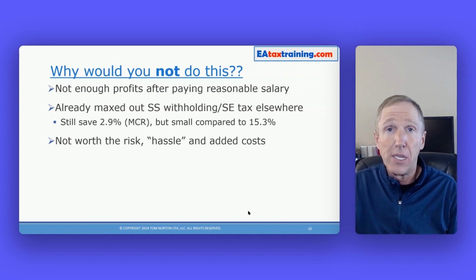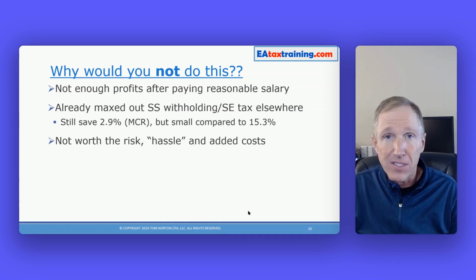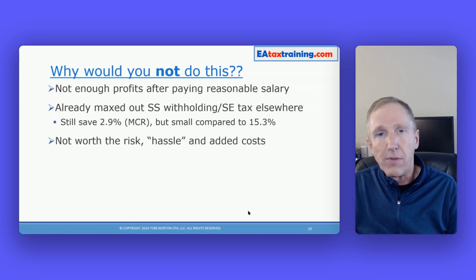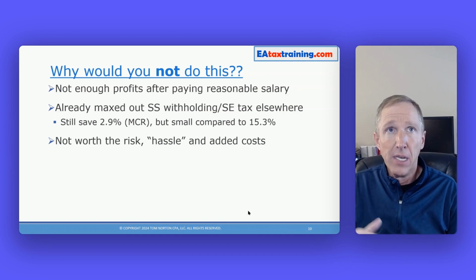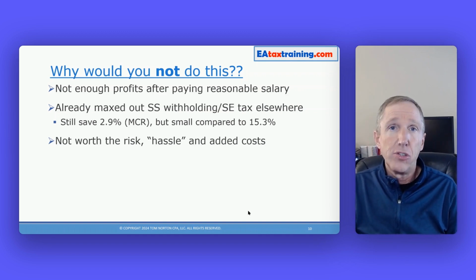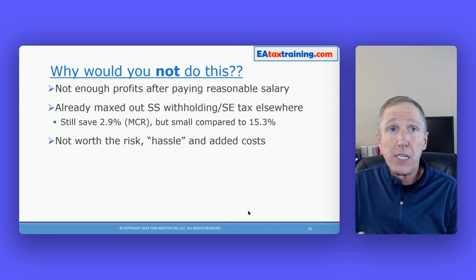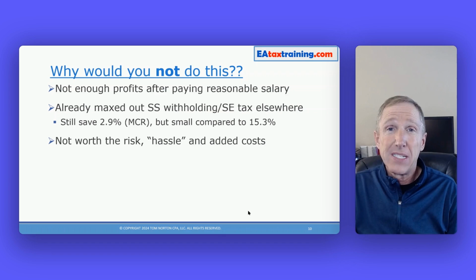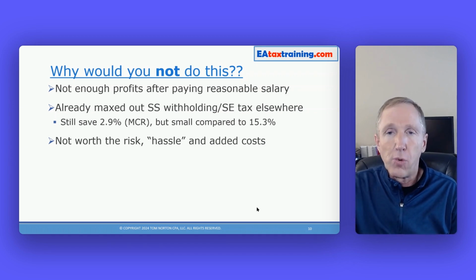And that leads us to the third reason why you might not do that, and that is that the savings you get on self-employment tax may just not be enough to cover the extra costs and the risk and the hassle. So let's say your business makes $50,000 and your reasonable salary is $40,000. You could save 15.3% on $10,000, which would be $1,530. But by the time you subtract the other costs and the hassles of dealing with this, it may not make sense for you to do it.